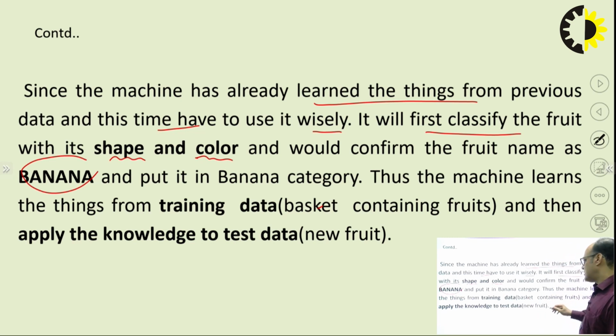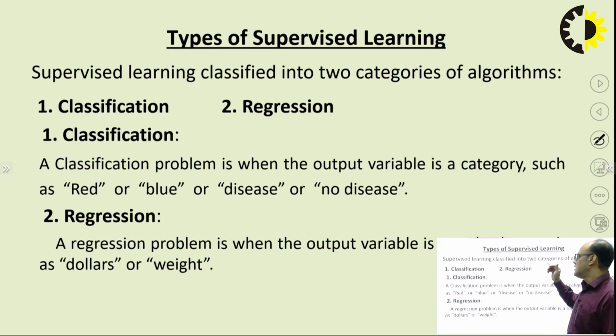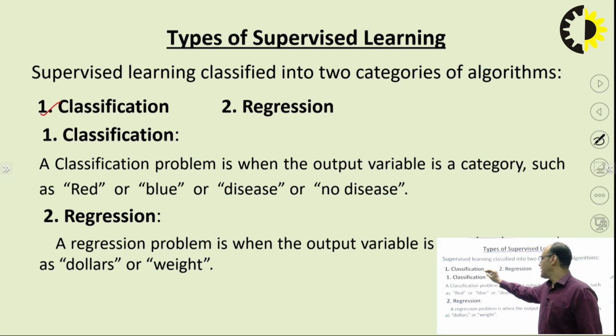Okay. So in that basket we have a number of fruits, so we will apply that knowledge, and after applying that knowledge we will provide the test data. Test data means we provide a new fruit, and on the basis of some features that fruit will be predicted. Okay, right? So supervised learning is divided into two types.